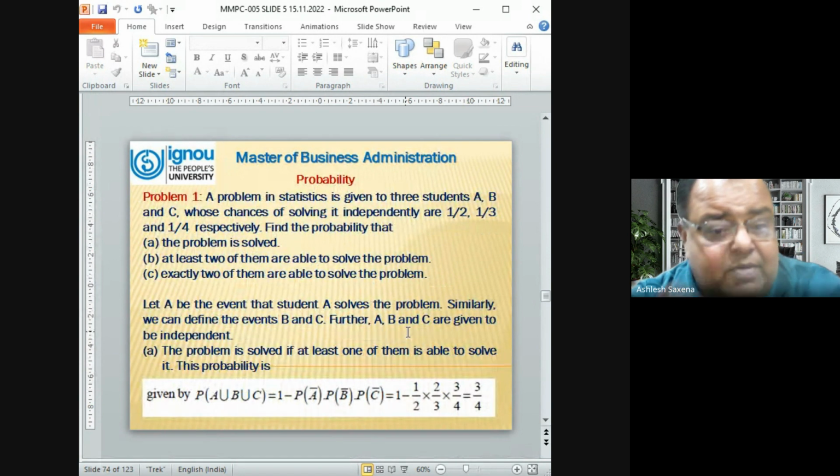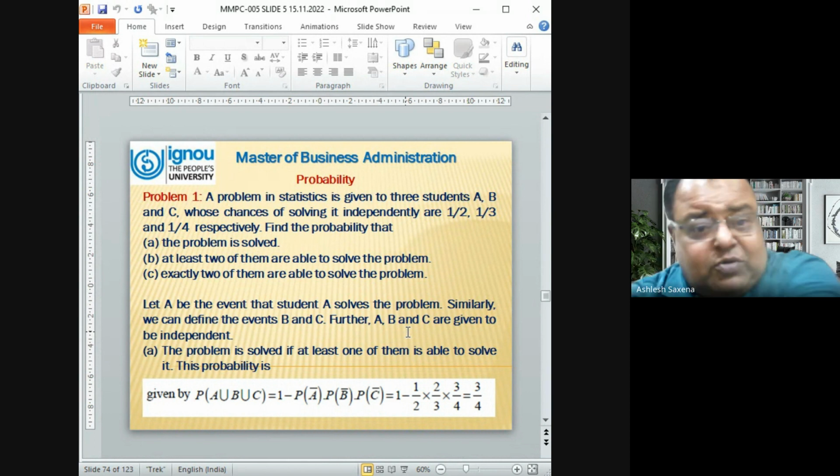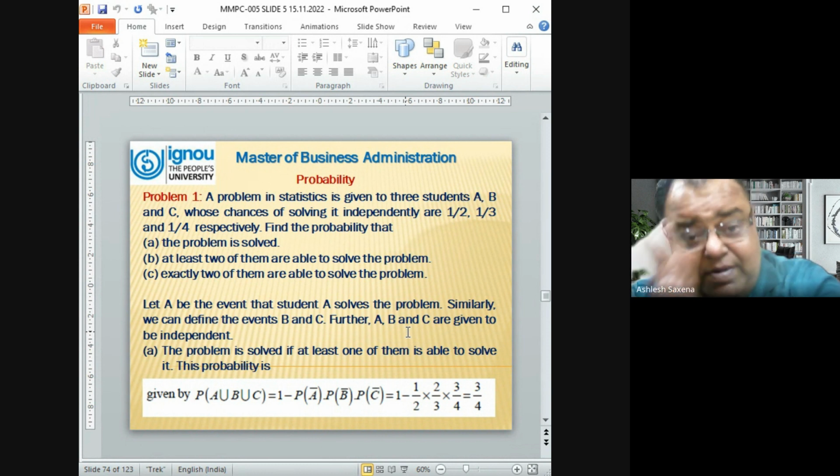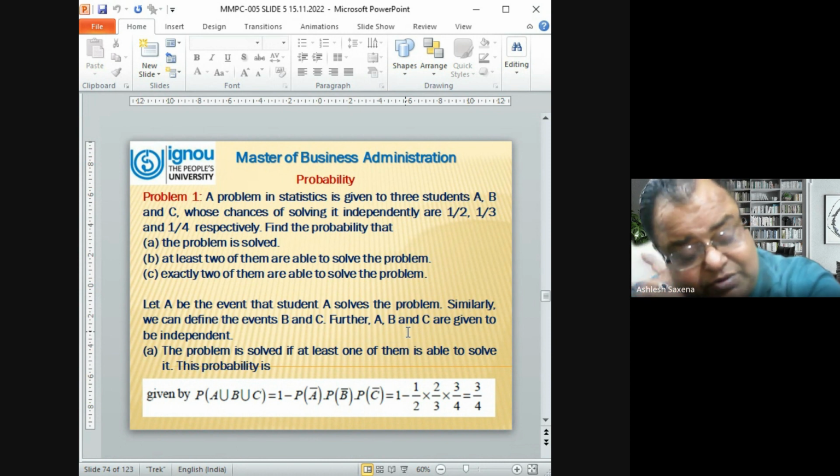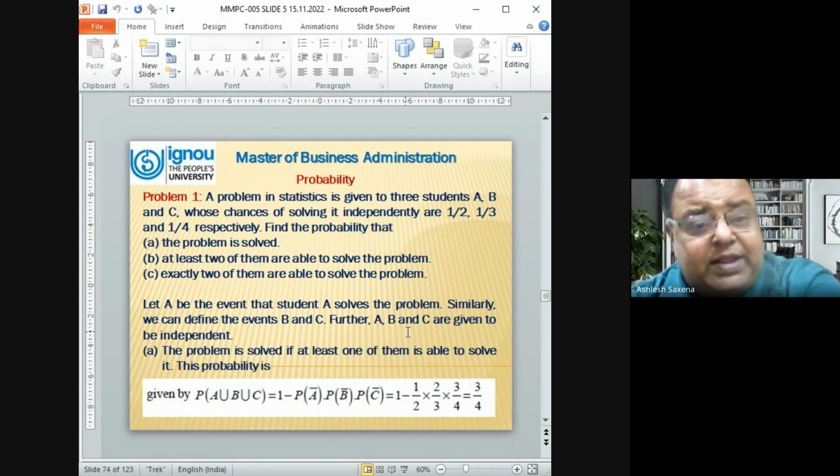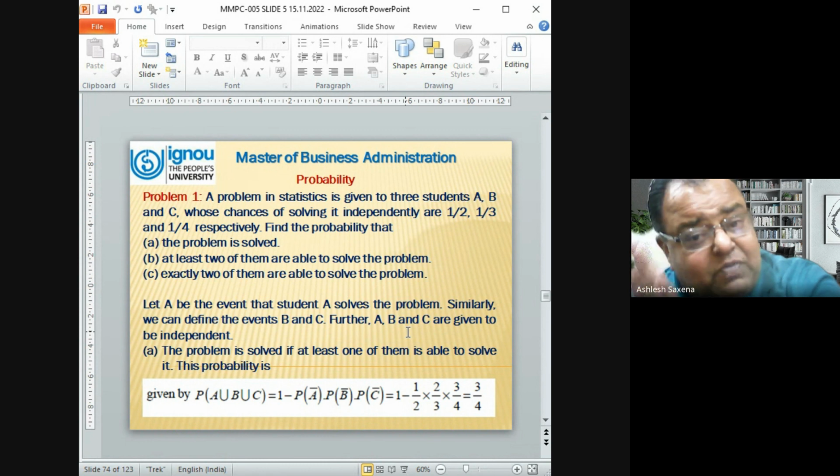Now I'm taking a problem on probability. A problem in statistics is given to three students A, B, and C, whose chances of solving the problem are 1 by 2, 1 by 3, and 1 by 4. Find the probability that the problem is solved. Try to understand: a problem in statistics is given to three students, and the individual probabilities of solving the problem are 1 by 2, 1 by 3, and 1 by 4.